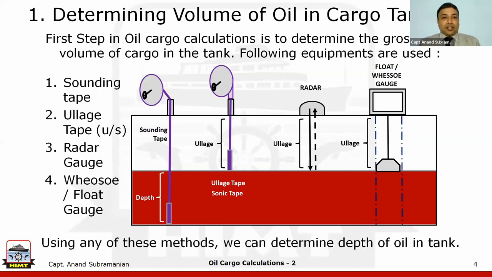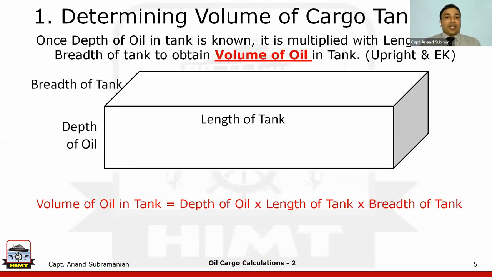So we saw that there are various ways of determining the volume of the oil in the cargo tanks. We can use a sounding tape. That's the first one. We can use an ullage tape. Second one. We can also use a radar gauge, or we can use a float gauge. So depending on the equipment on board, depending on the systems, we can use either one of them or a multiple of all these things. Ultimately, we find out the volume of the oil. That's the whole concept of doing it.